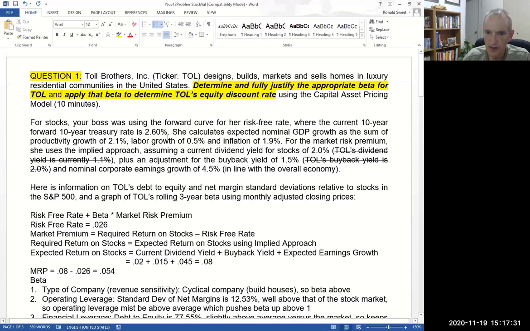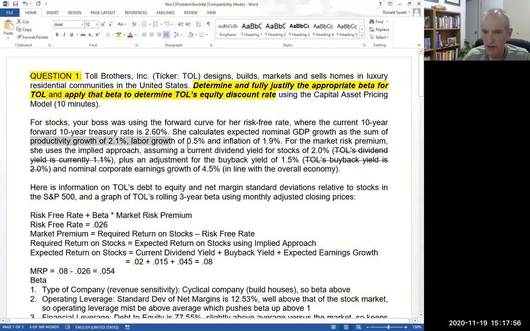So this time she's doing the forward treasury. She might use the actual treasury rate. She might not put the buyback yield in there. You've just got to look and see. Her view of the economy might be different than her view of the stock market. She might think the economy is going to grow 4%, but the stock market is going to grow 4.5%. So I just want to make sure you know that the number you're using is not economic growth, it's actual corporate earnings growth.